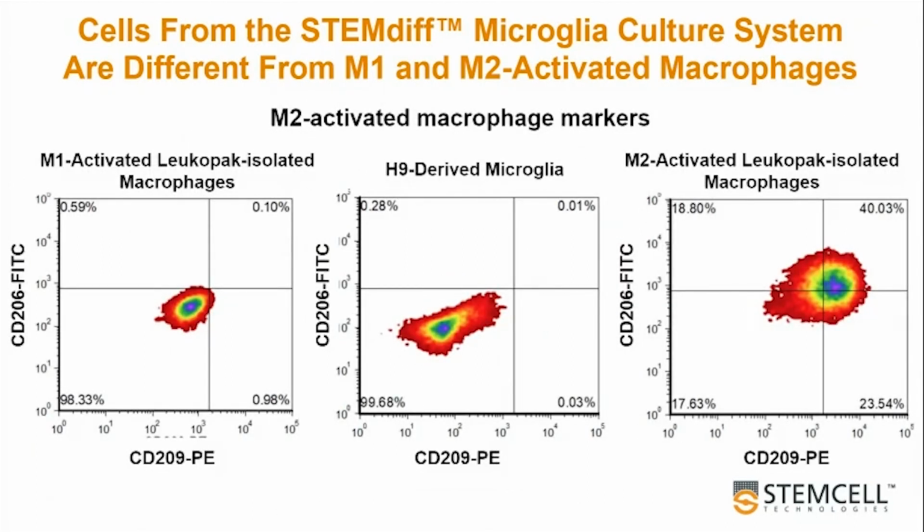We went on to look at CD206 and CD209 expression by flow cytometry and found that we could detect co-expression of these typical M2 macrophage markers in about 40% of our M2 activated blood-derived macrophage, but not in M1 activated macrophage or in PSC-derived microglia.